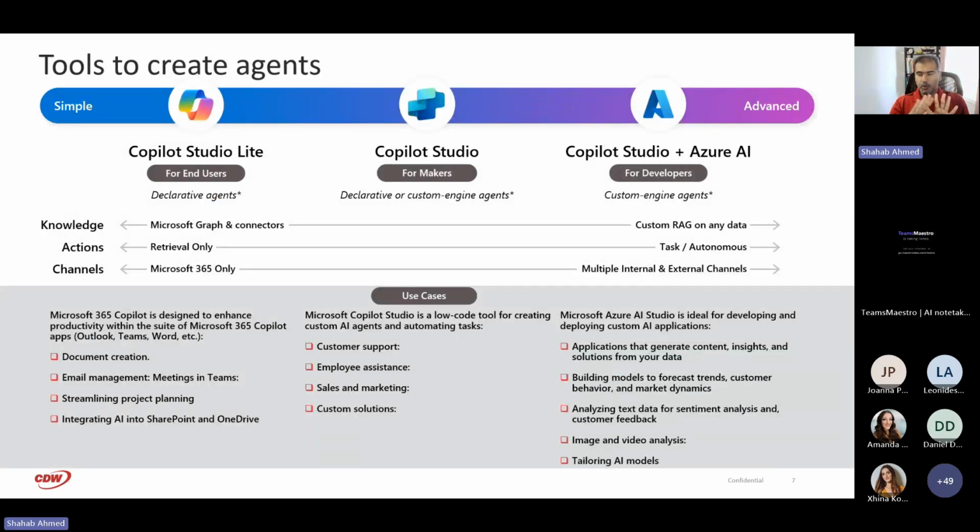Now, we've talked about those Copilot agents piece and how they work. There is a broad spectrum in terms of how you can create those agents, right? And so if we start on the left-hand side, it formerly used to be known as Agent Builder, now it's known as Copilot Studio Lite. So if you see any of those designations within Microsoft materials, you'll know it's talking about the same thing.